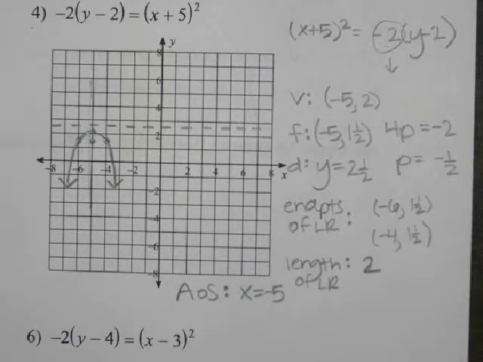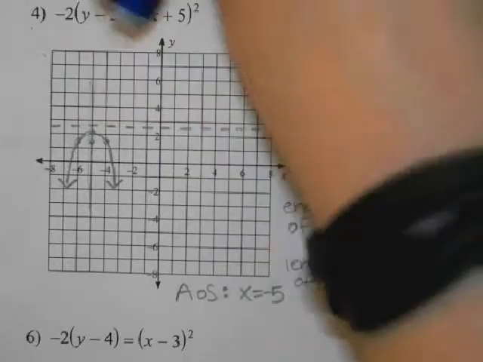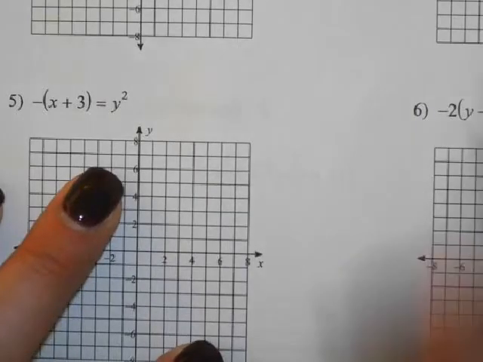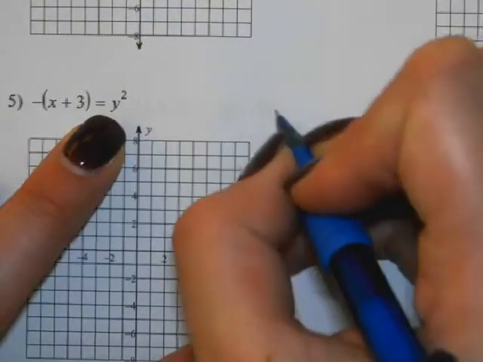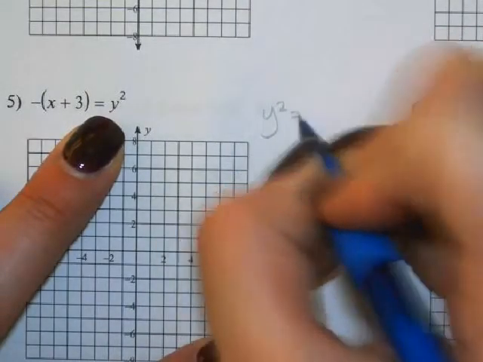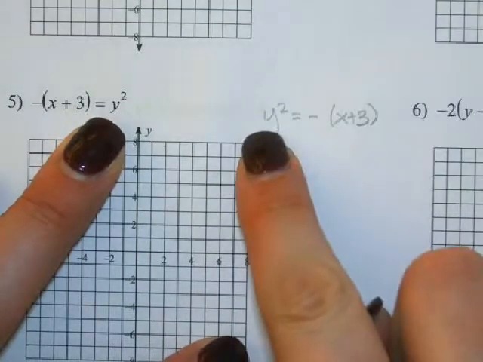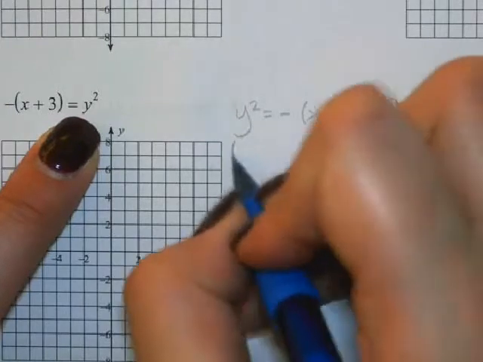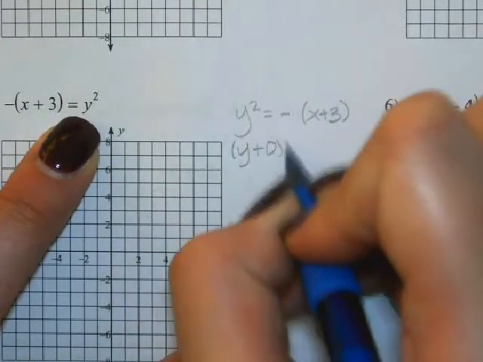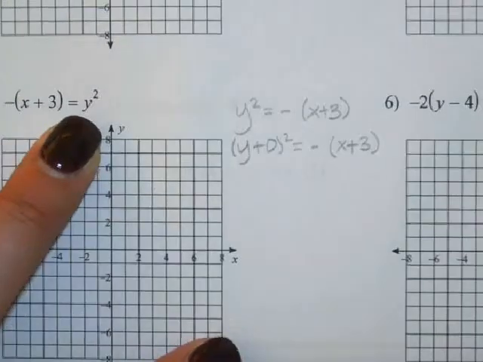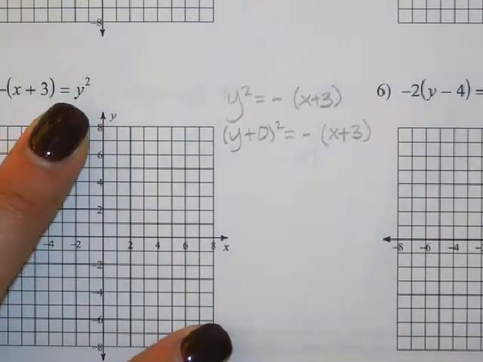All right. How are you guys feeling about that? Okay? All right, let's do number 5, and then I'll let you guys work on your own for a bit. So number 5, also written in the wrong order. So I'm going to switch it around. y squared equals negative of x plus 3. And this y squared right here, I'm just going to call y plus 0 squared, so it looks a little bit closer to my sheet. Makes me feel a little bit better when I see that.